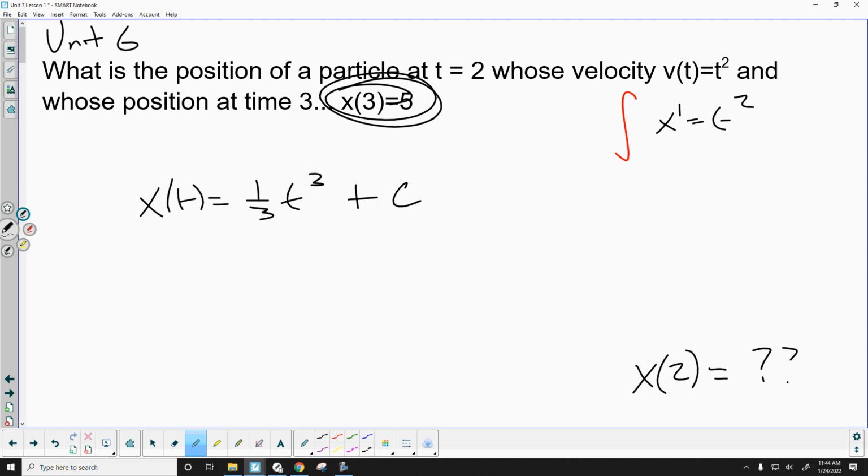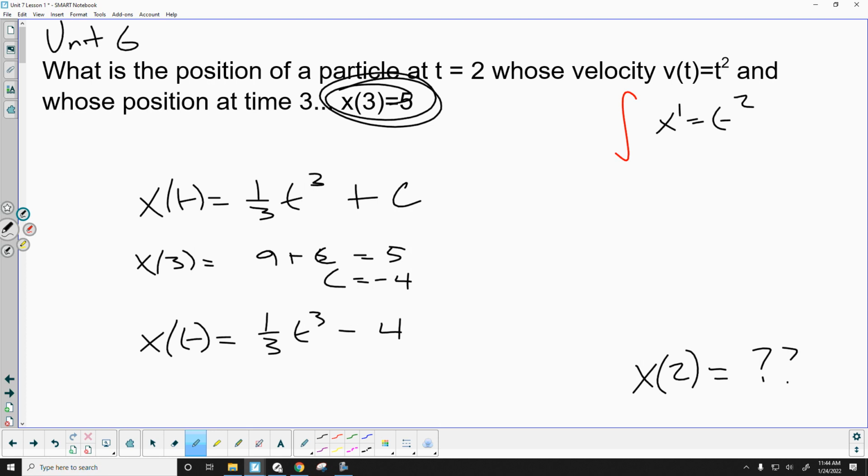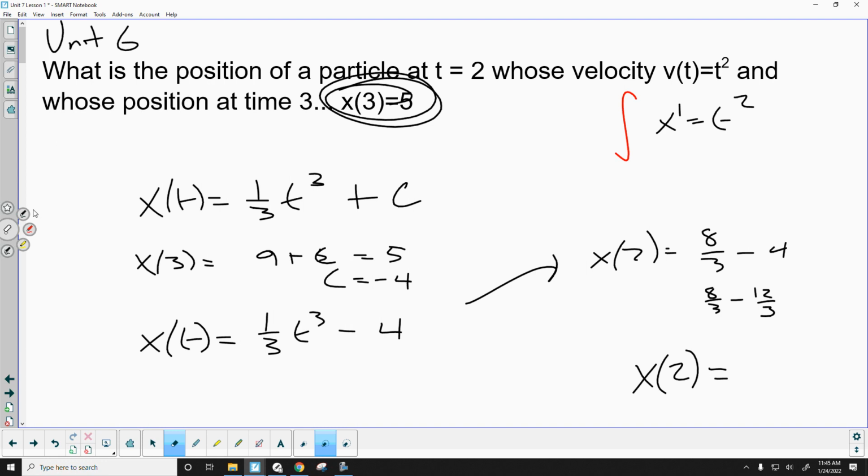Fantastic. x of 3 is 9 plus C, which equals 5. C is negative 4. Now I have, by going backwards, a formula for x. And I can plug 2 into this to get 8/3 minus 4, which is 8/3 minus 12/3, which is negative 4/3. All right. Do the next one on the next page.